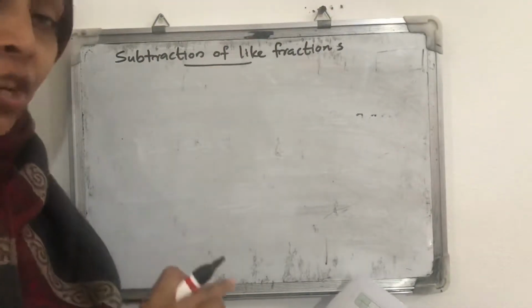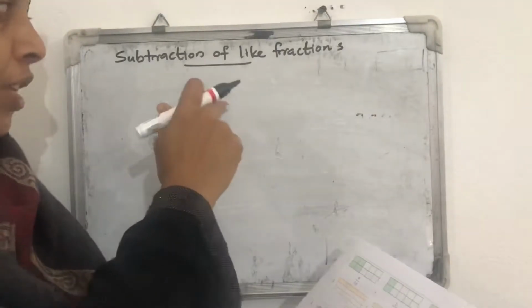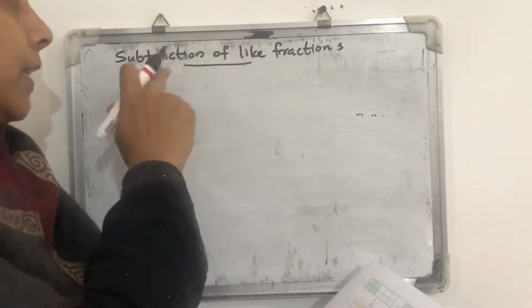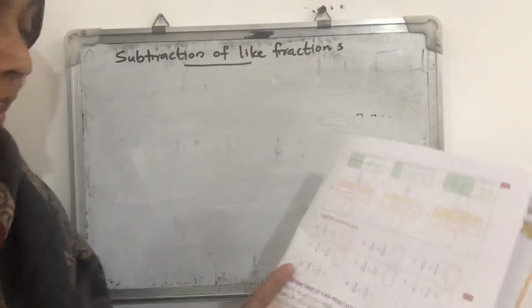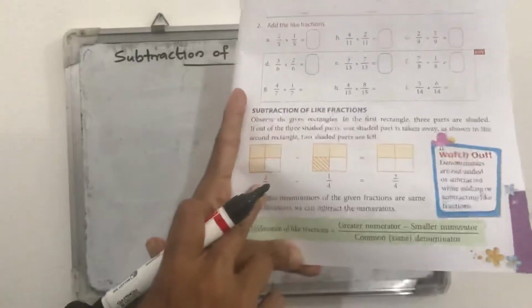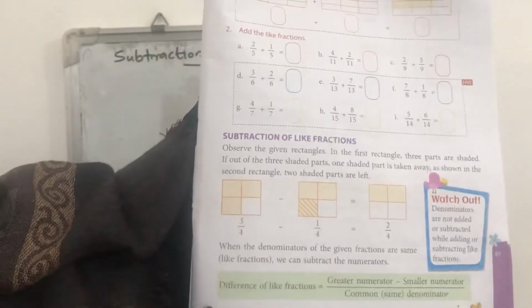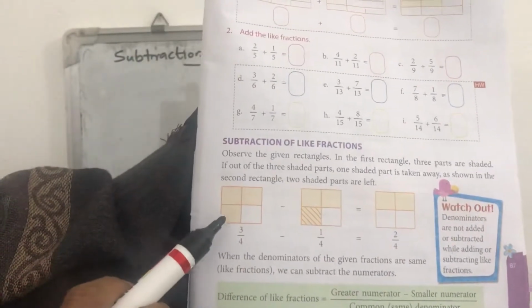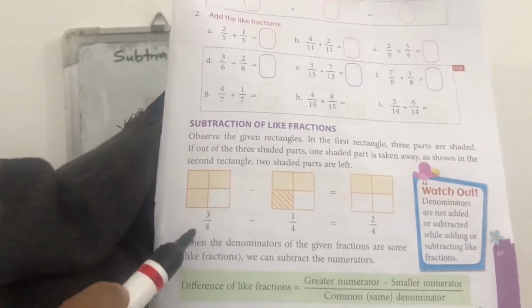Just like addition, we can discuss subtraction of like fractions. Okay, now listen to these figures. Here a square is divided into 4 equal parts. Out of those 4 equal parts, how many parts are shaded? 3 parts are shaded. So what will be its fraction? It will be 3 by 4.